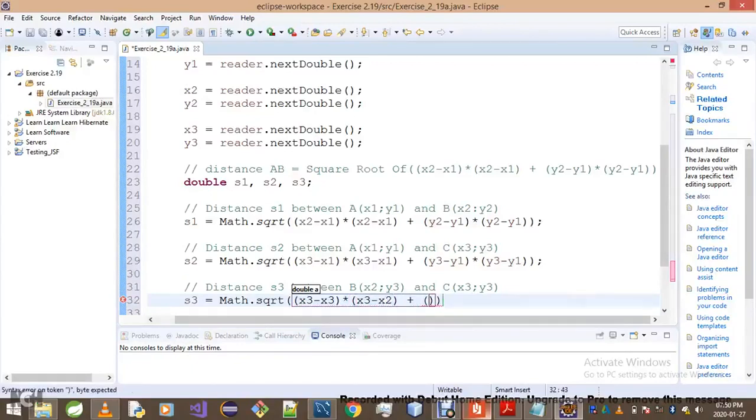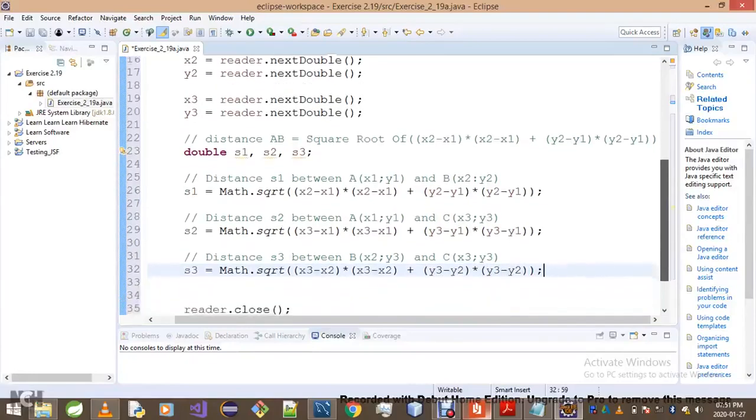Okay, we simply add y3 minus y2 to that. Oh, this is supposed to be x2. Okay, so now we gotta put y3 minus y2. You multiply that by y3 minus y2. This is nothing else but a distance formula, you guys.